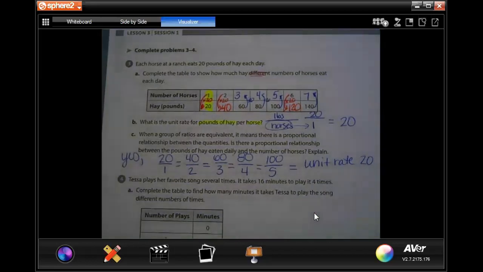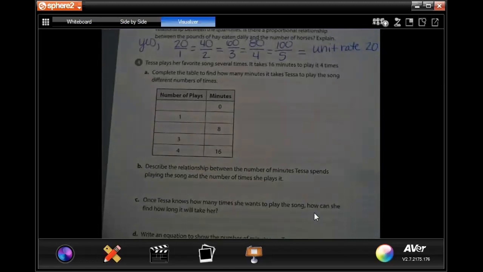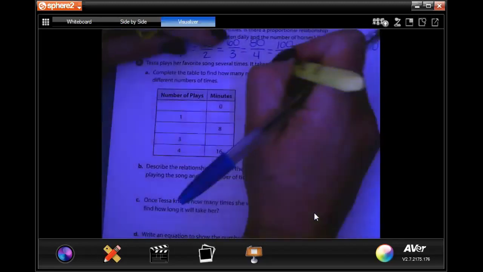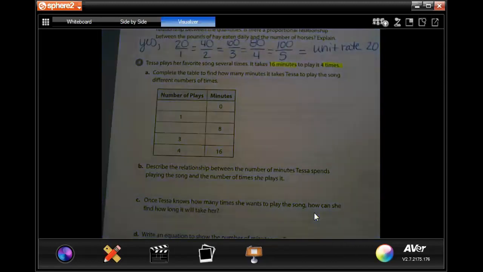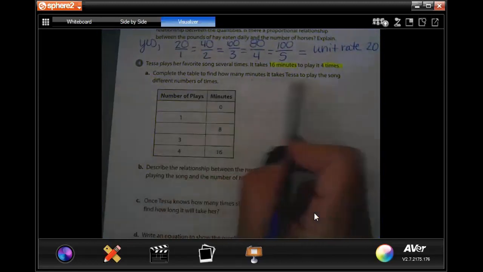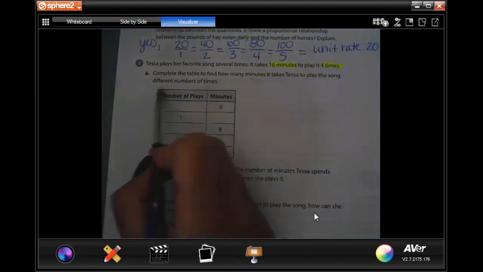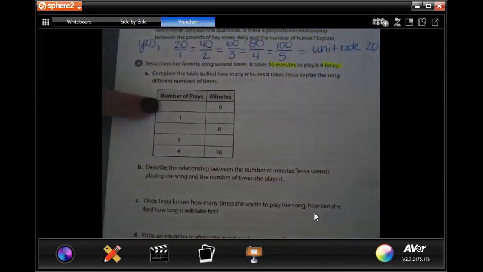So, moving forward, let's take a look at this problem. Tessa plays her favorite song several times. It takes 16 minutes to play it 4 times. Bam! There's our rate. 16 minutes to 4 times. Complete the table to find how many minutes it takes Tessa to play the song the different number of times. All right? Well, we're going to start with the first one because this is the easy one.